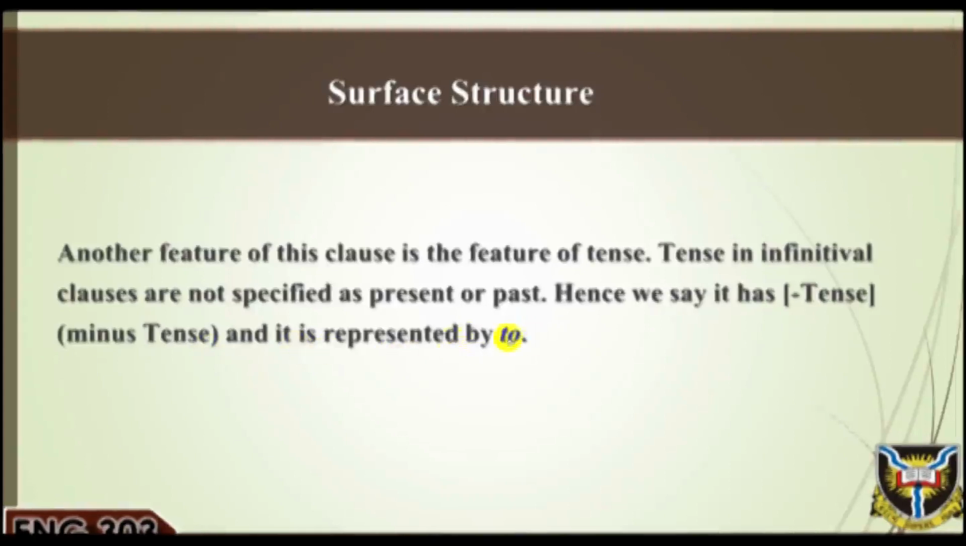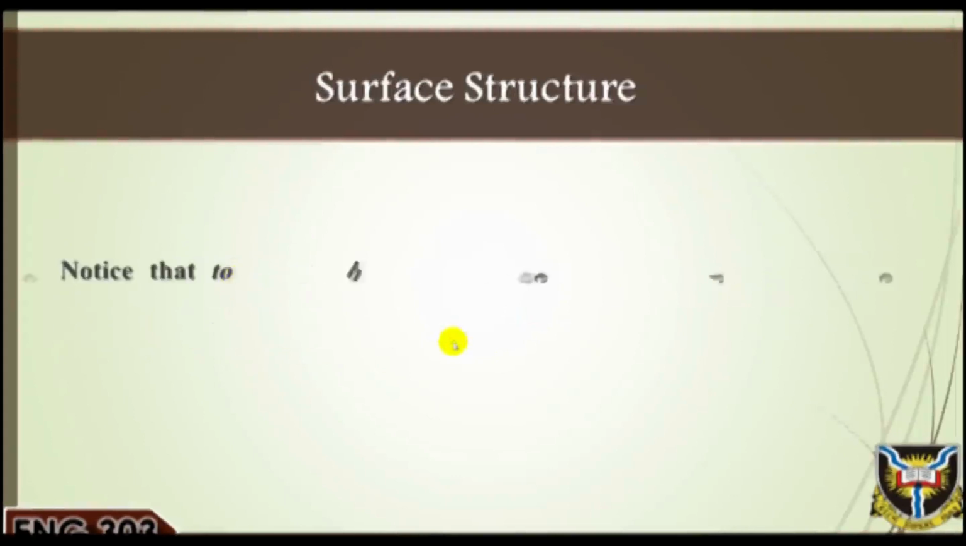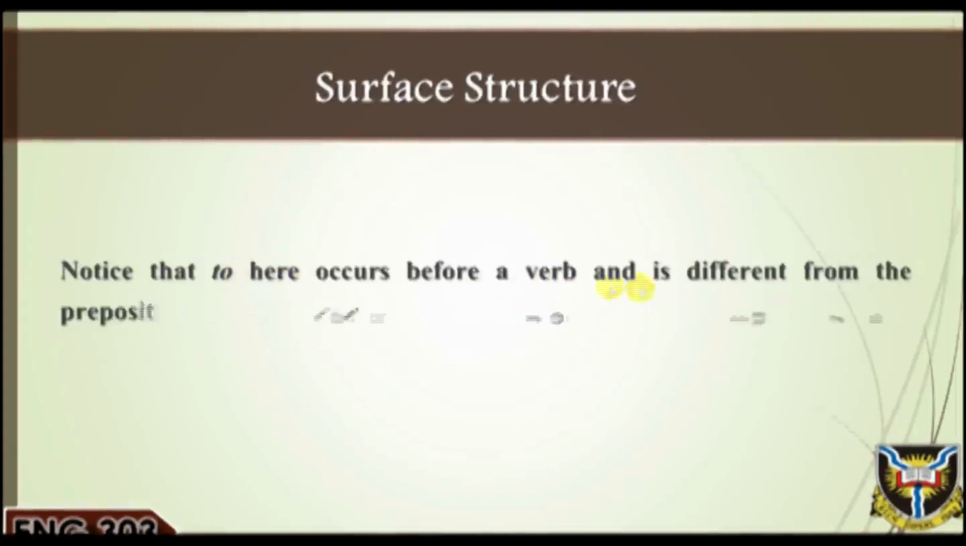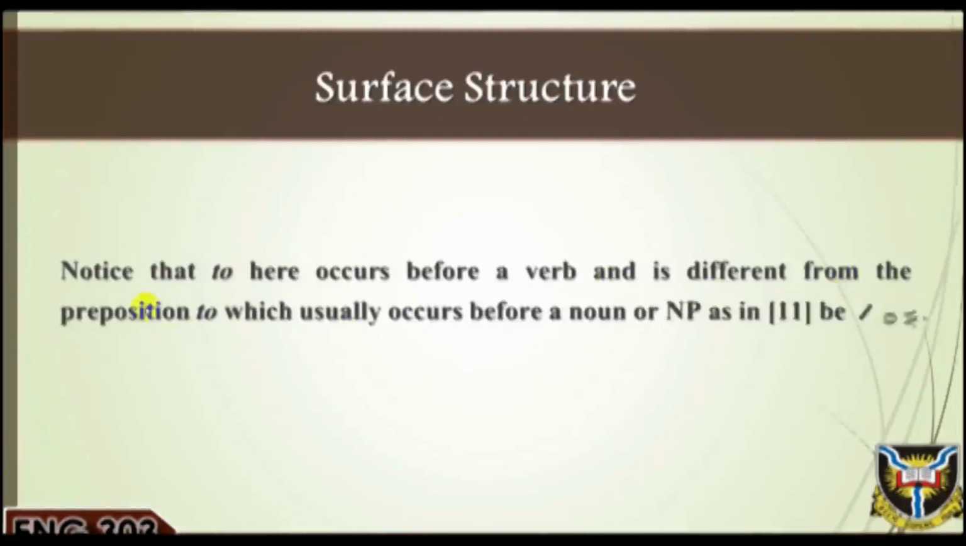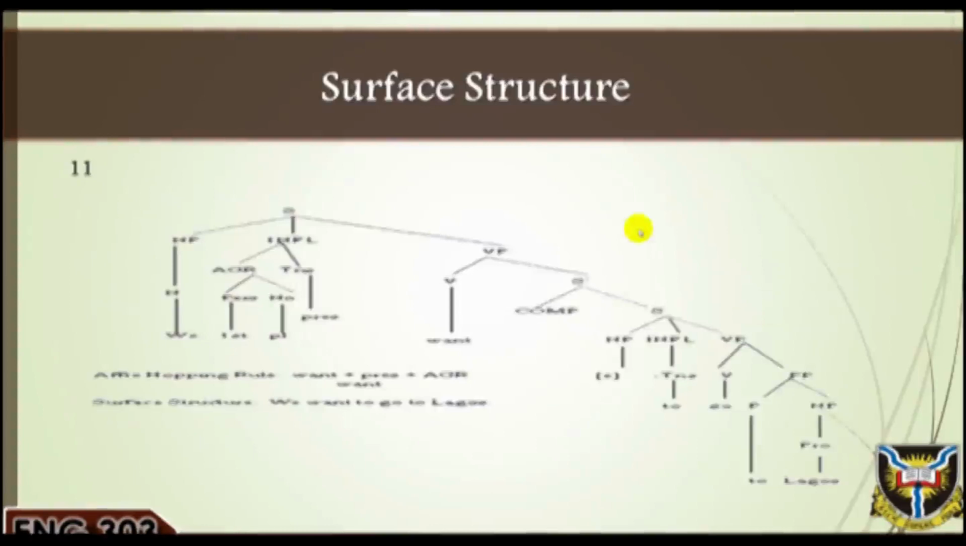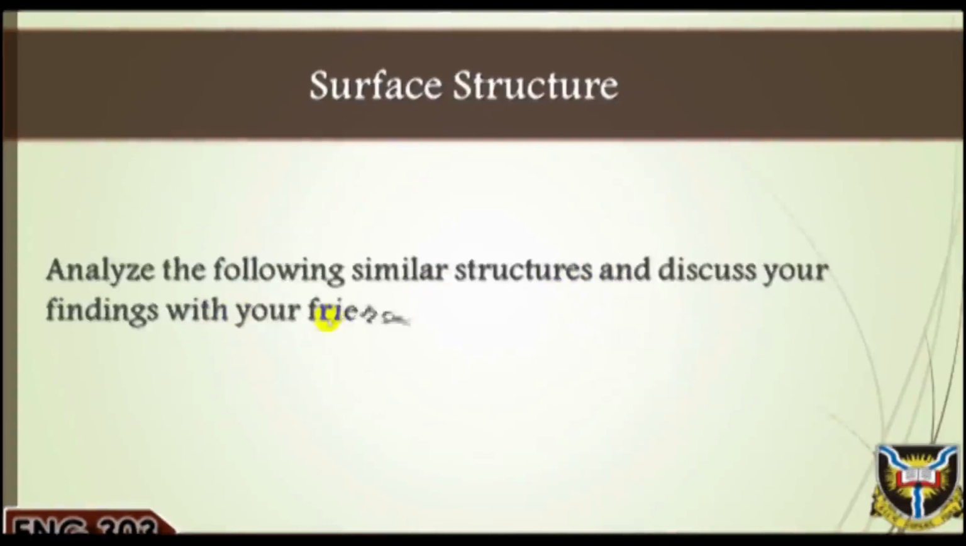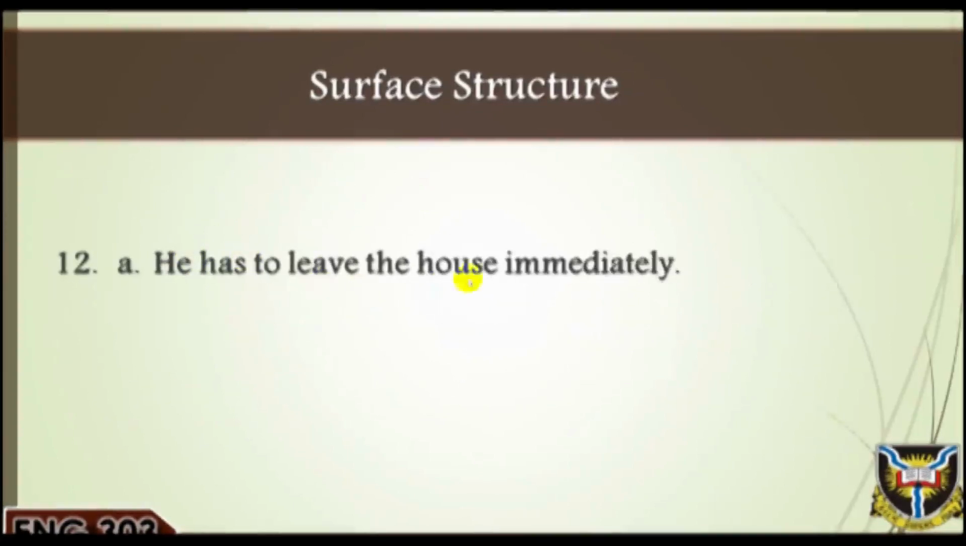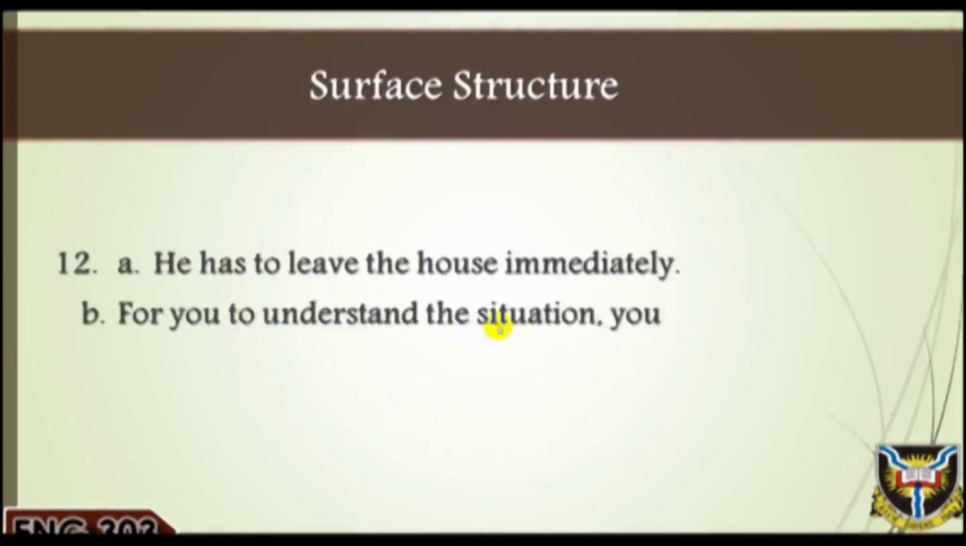represented by to. Notice that to here occurs before a verb and is different from the preposition to, which usually occurs before a noun, or NP, as in 11 below. Analyze the following similar structures and discuss your findings with your friends or lecturer. 12A. He has to leave the house immediately. B. For you to understand the situation, you need to experience it.